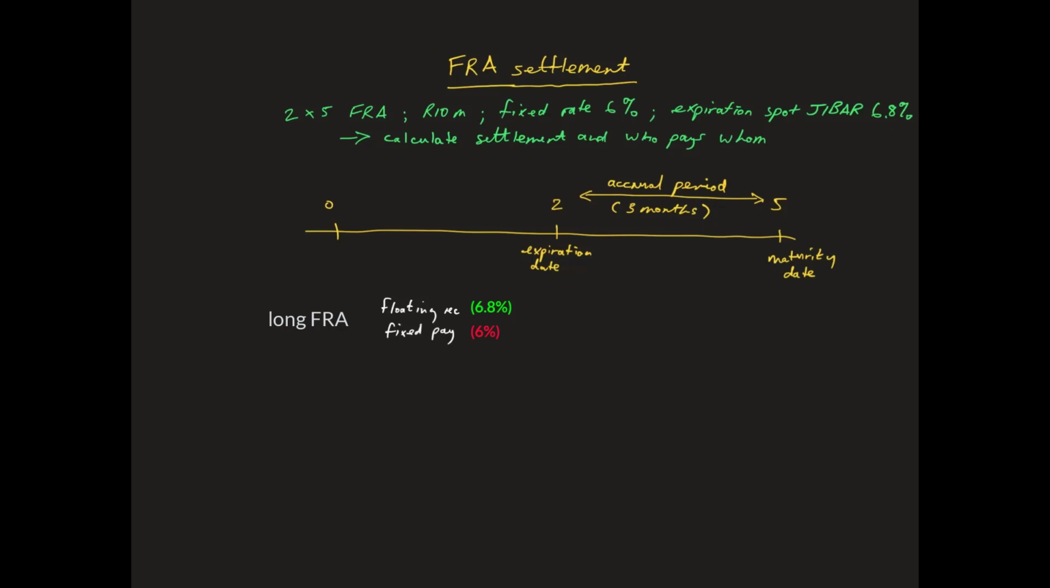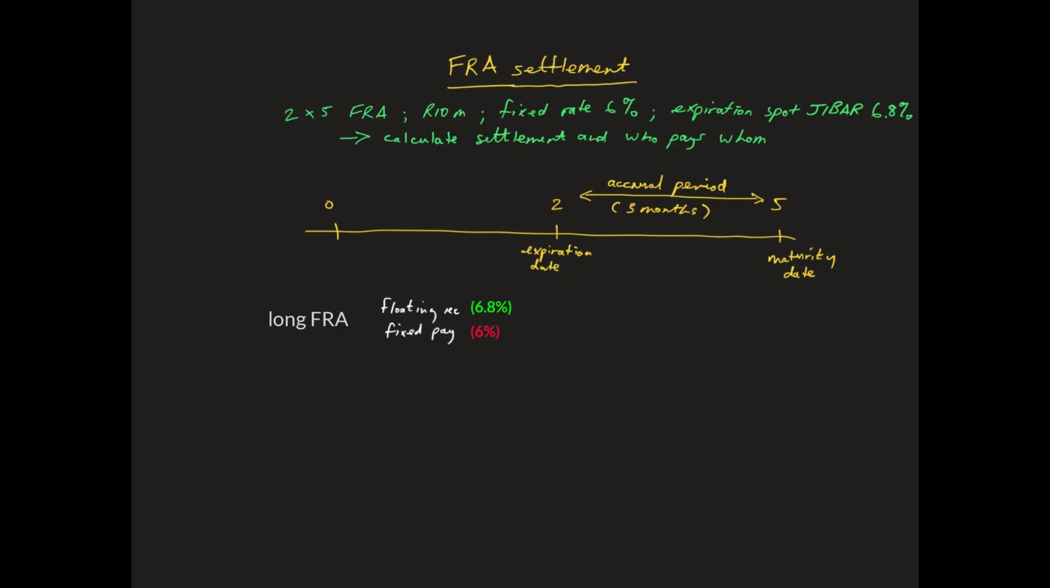This means that the FRA counterparties can settle the derivative at expiration date. Although this might look like interest payments being made in advance, it is not. It is possible because the interest rates that will apply for the entire duration of the accrual period become fixed at expiration date, which is also the beginning of that accrual period. Let's begin by calculating the floating and fixed legs of the FRA.